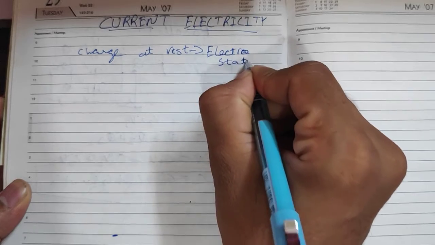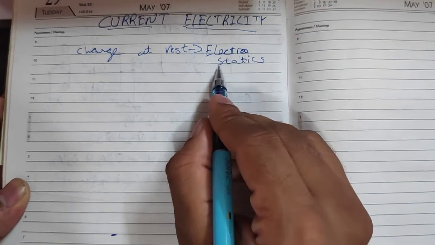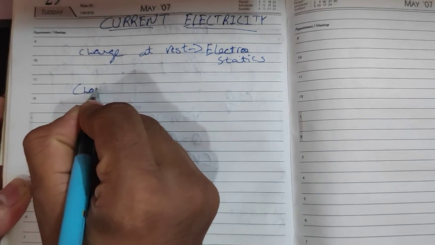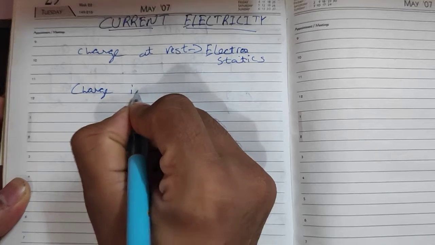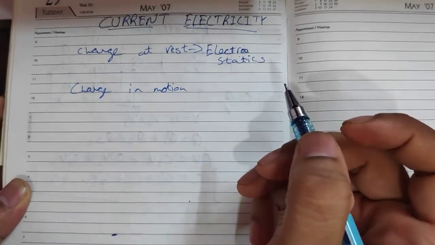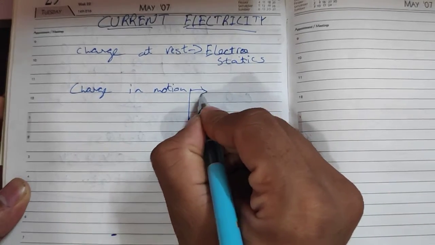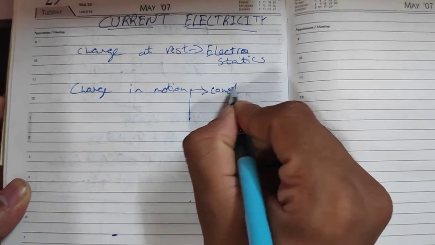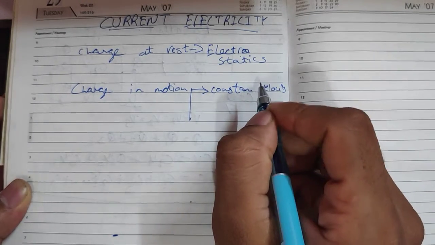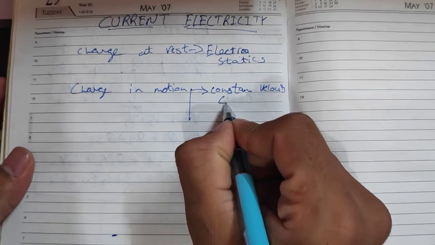Electrostatics, which meant electro means charges and statics means at rest. Now what you need to study is when charge is in motion. Motion can be of two types. One is constant motion, or motion with constant velocity. That is related to our current, or you can say current electricity.